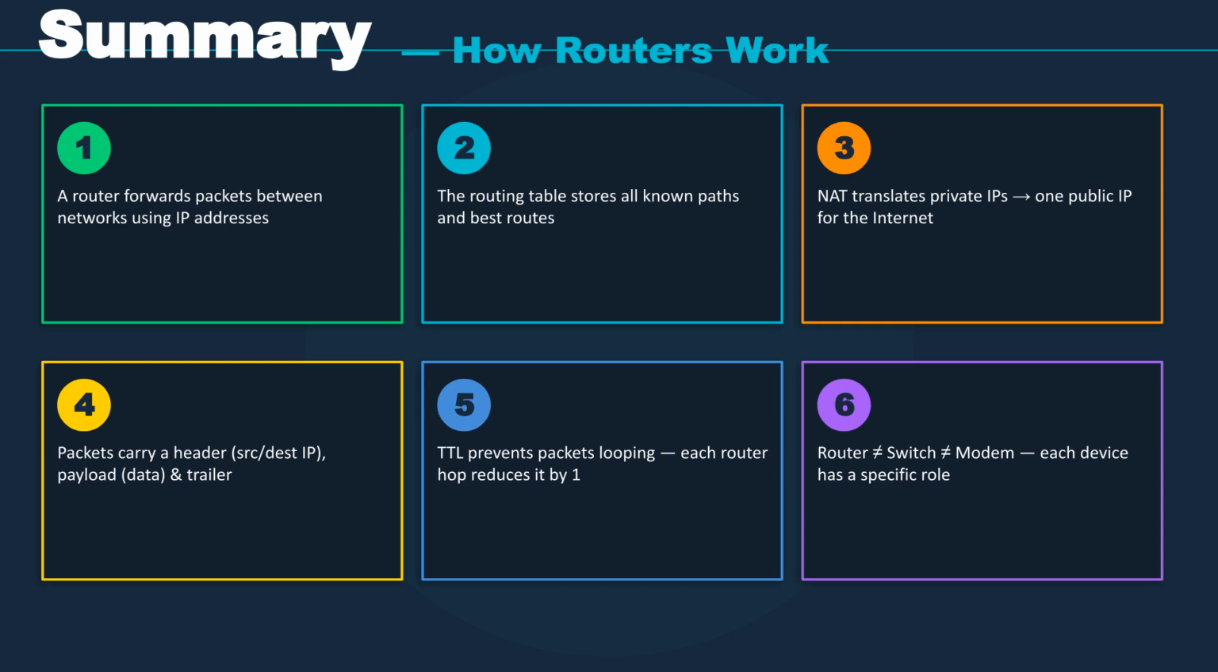In summary, a router forwards packets between networks using IP addresses and a routing table. NAT allows multiple private IPs to share one public IP. Packets carry headers, a payload, and a trailer, with TTL preventing loops. Each network device, router, switch, and modem serves a specific function.